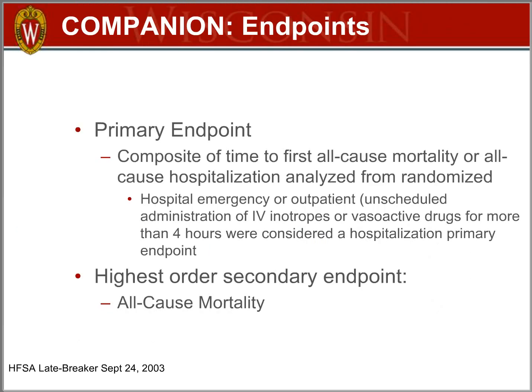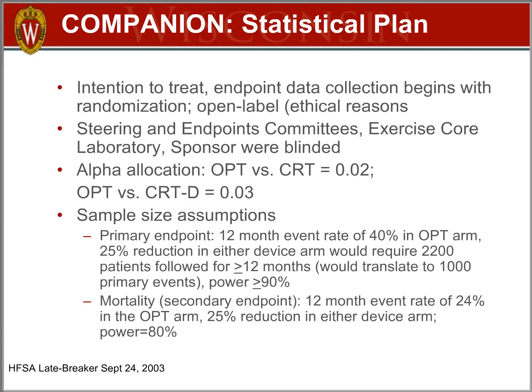The primary endpoint for this trial was the composite of mortality and hospitalization for heart failure. And the definition of heart failure is given here in some detail, requiring a certain length of inotropic or vasoactive drug. The second endpoint, at least the highest ranking second endpoint, was all-cause mortality. It had a statistical plan with intention to treat. Endpoint collection begins with randomization. It was an open trial, obviously, because of the nature of the device. There was a steering committee, endpoint committee, many good design features.